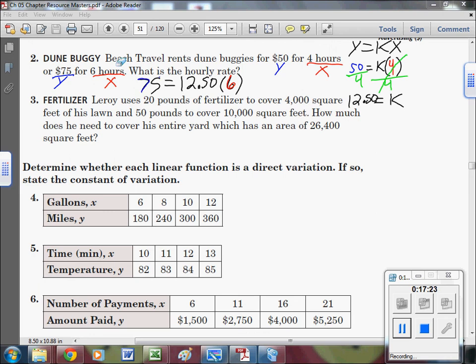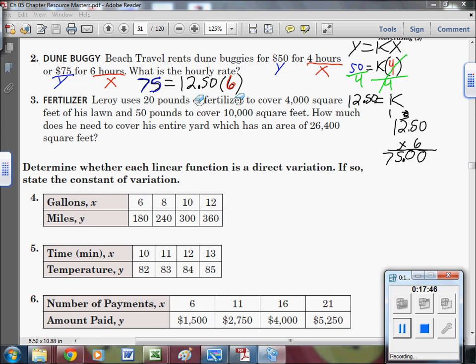I just want to color code those real fast. All right, I saved you from the drudgery of long multiplication. Over here, you do 12.50 times 6, we get 75. So that means on the right side, we have 75. So it says 75 equals 75, and if that's a true statement, you know you're good to go. We know that they are equal to each other, so you know you checked this answer.